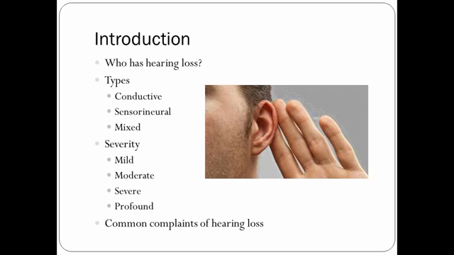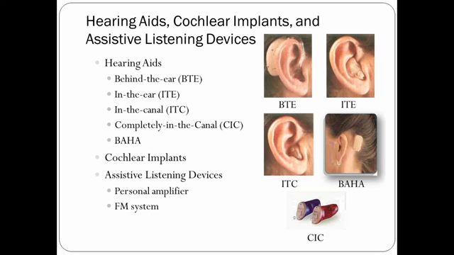The severity of hearing loss is described as mild, moderate, severe, and profound. Depending on the severity of one's hearing loss, one will struggle in a variety of listening situations. Typically, those with hearing loss complain of difficulties understanding speech, difficulties hearing in noise, and difficulties hearing in highly reverberant rooms, like a large auditorium.